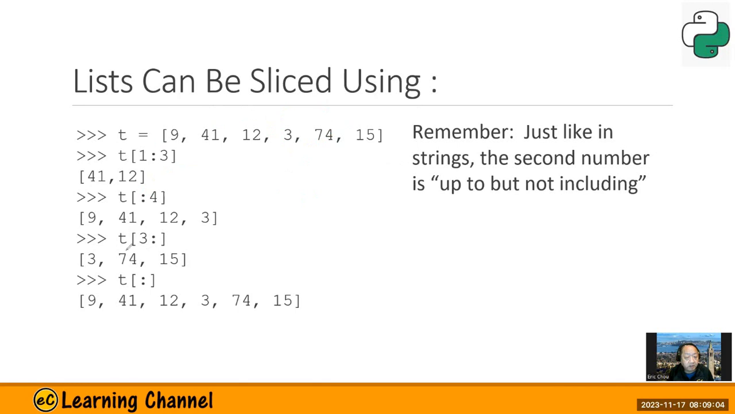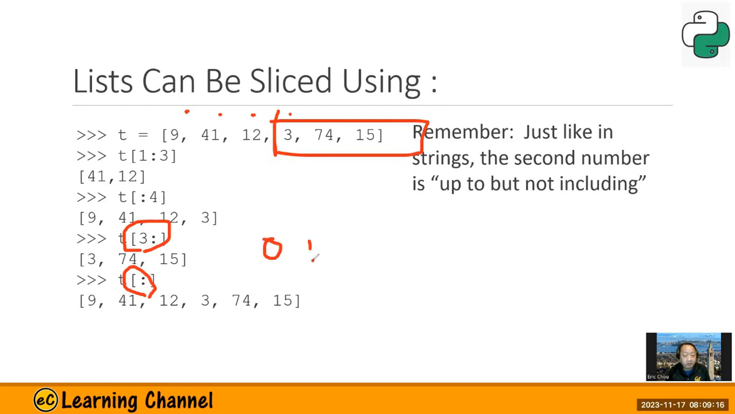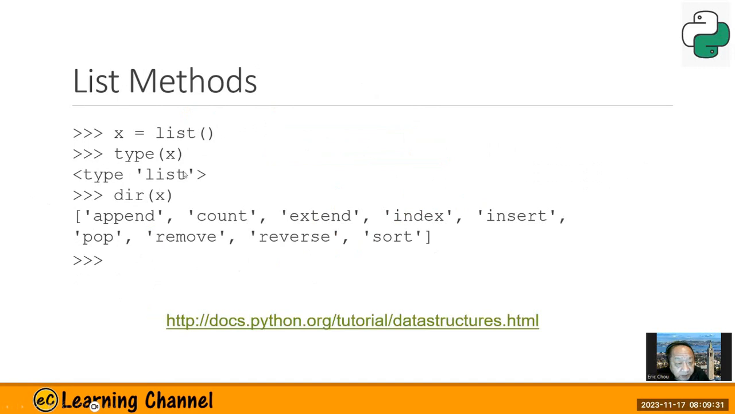Next one, 3 to the end, 0, 1, 2, 3 to the end. So you get 3, 74, and 15. This is a colon only. That means starting from 0, ending at the end, that actually is the length of the tuple. I'm sorry, list. So it will be the whole thing. This method is to convert some data back to a list.